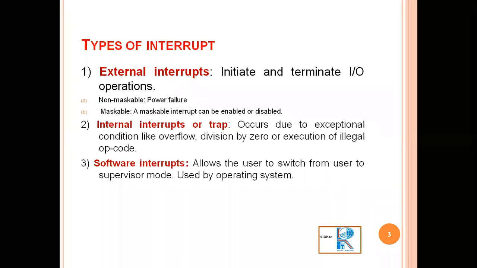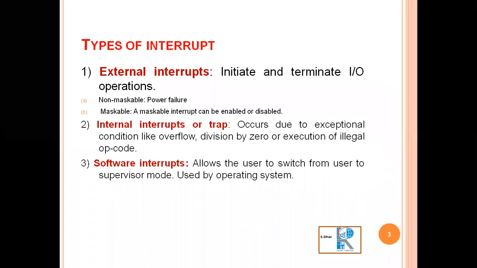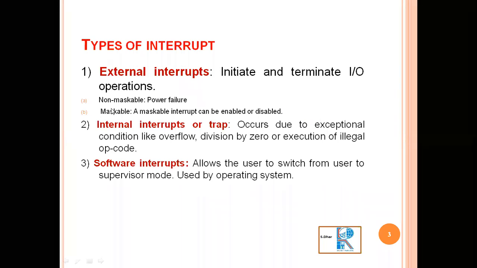But for any other interrupt, suppose the CPU is doing another very important process and one interrupt comes, then the CPU can disable this interrupt. That interrupt is called a maskable interrupt. Okay, these are all the external interrupts.